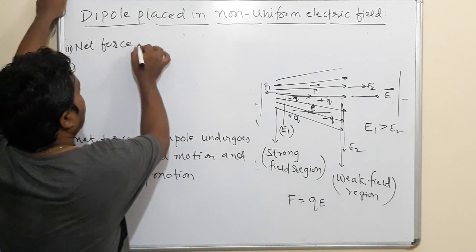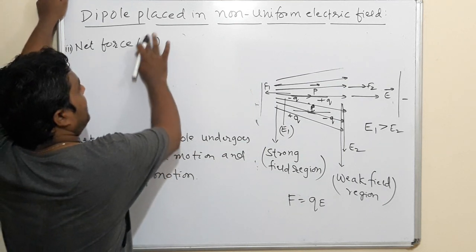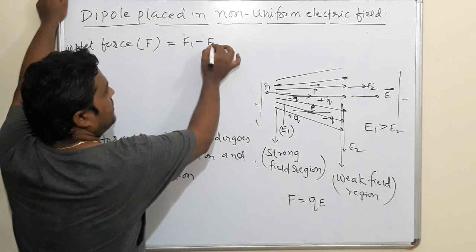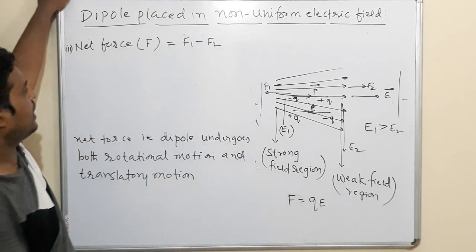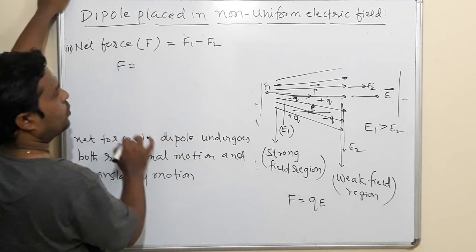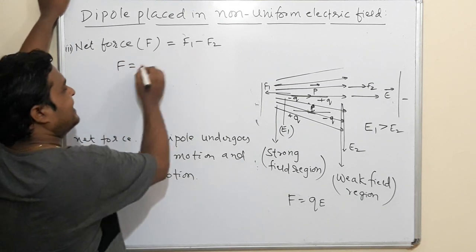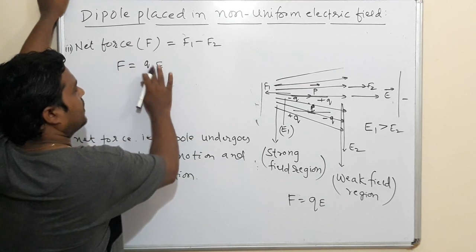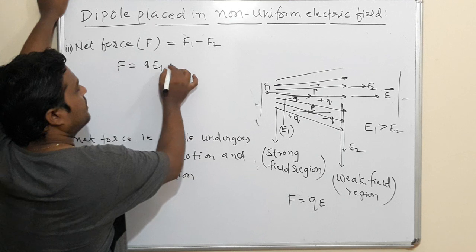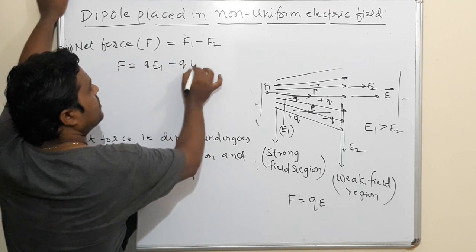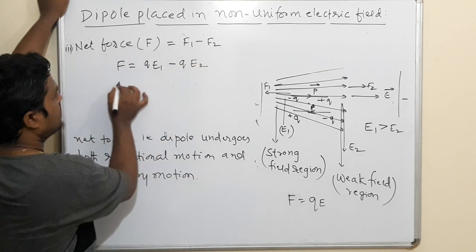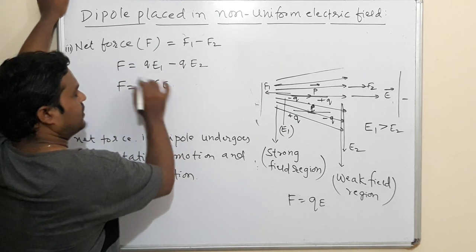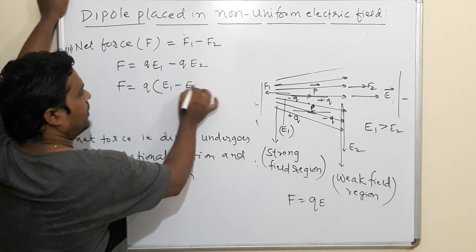Net force will be, let us write, it is F. F net is equal to F1 minus F2. That means F is equal to, what is this? F1 means what? Q into E1, minus, this is Q into E2. This net force is equal to Q, the bracket you can take outside, E1 minus E2.